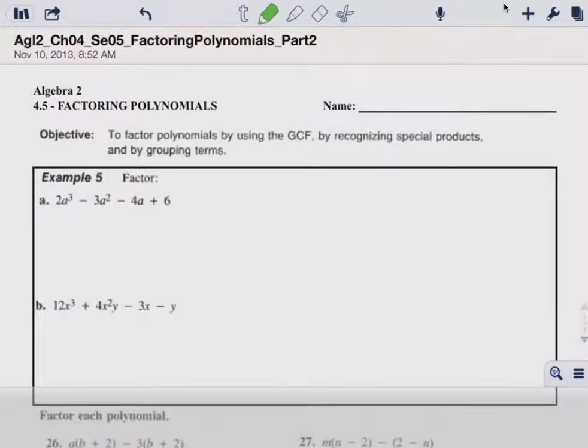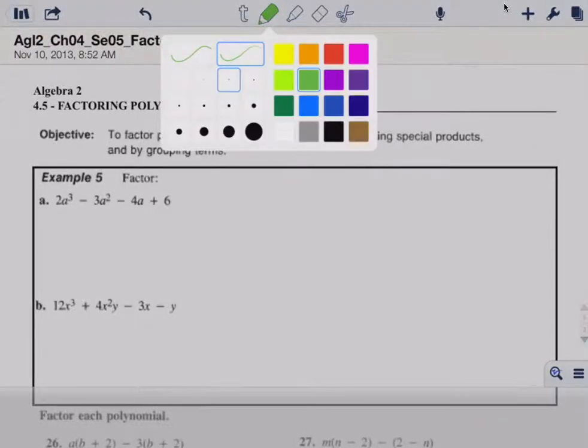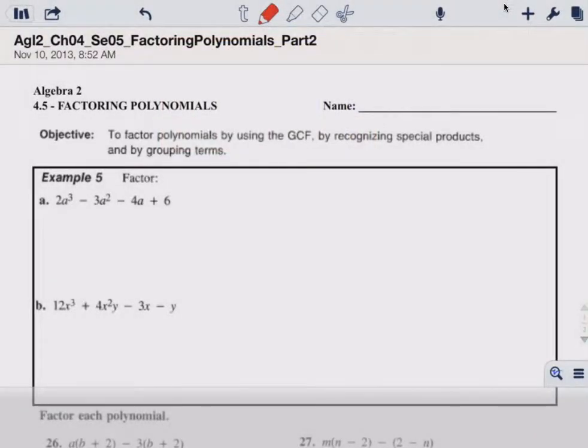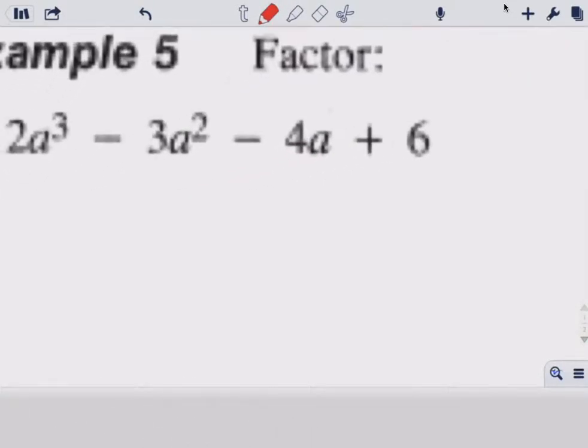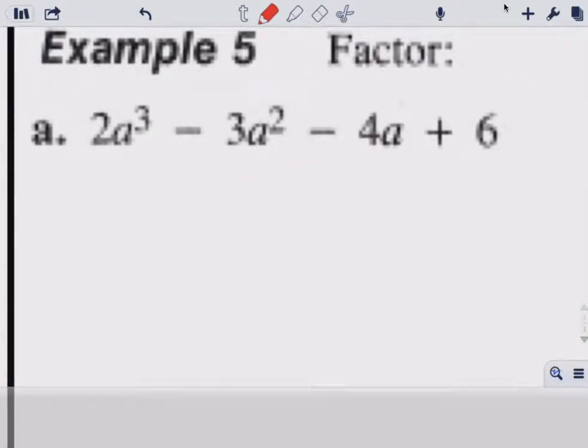Okay, this is the lesson we're going to do for the second part of section 5 from chapter 4. We already covered factoring polynomials using a GCF. We already talked about special products, or at least we're going to finish that up on Monday. So in this lesson, I'm going to talk about factoring by grouping terms. The idea with grouping terms is we can break our problems up into two pieces.